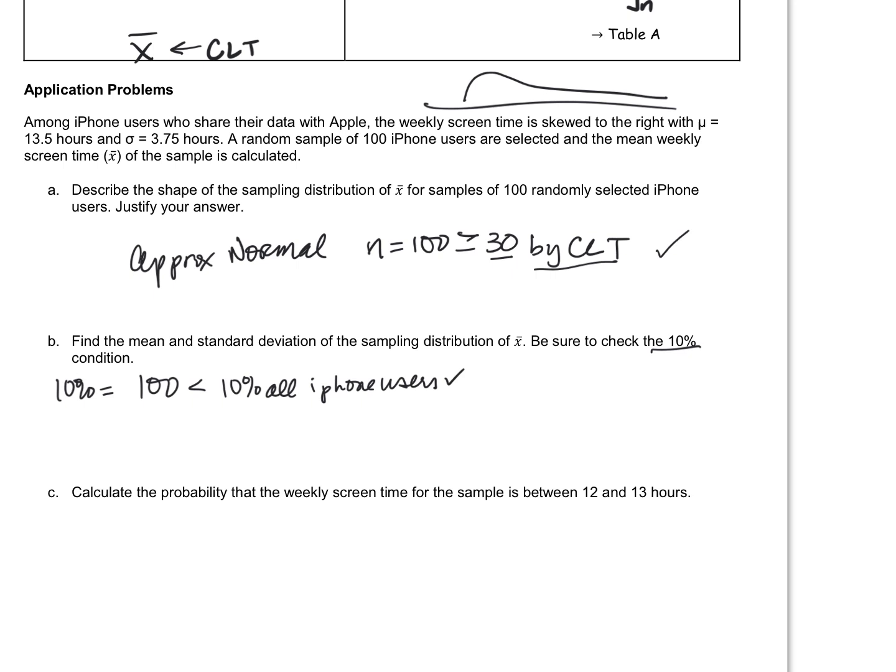Okay? So then it says, what is the mean of all the samples going to be? Just whatever the true mean is, which they told us was 13.5. The standard deviation of all my samples, according to your formula, is just the standard deviation divided by the square root of my sample size, which was 3.75. What's the square root of 100?